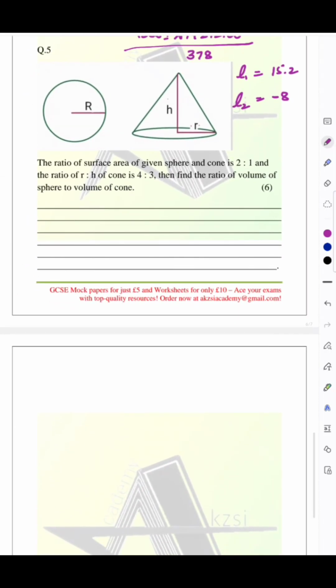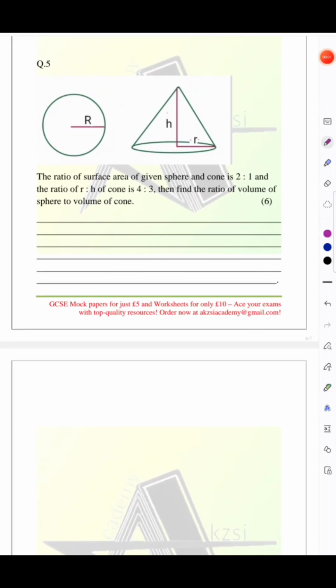Now solving question number 5, our last question. The ratio of surface area of a given sphere and cone is 2:1, and the ratio of R/H of cone is 4:3. Then find the ratio of volume of sphere to the volume of cone.